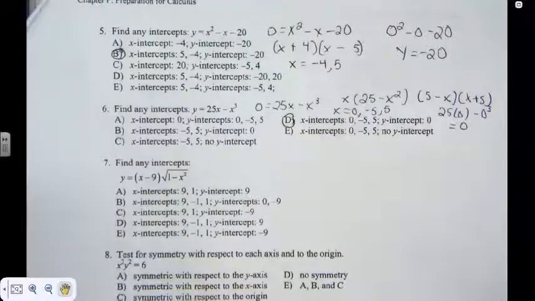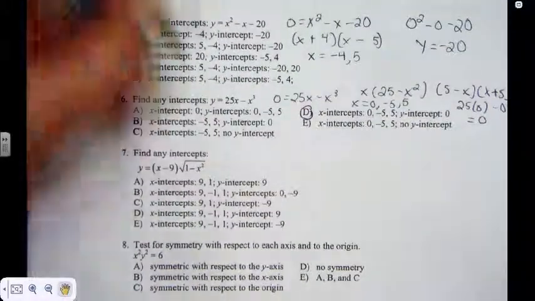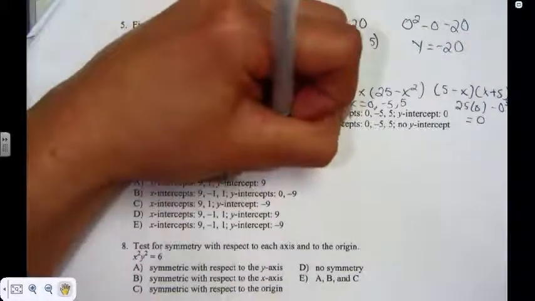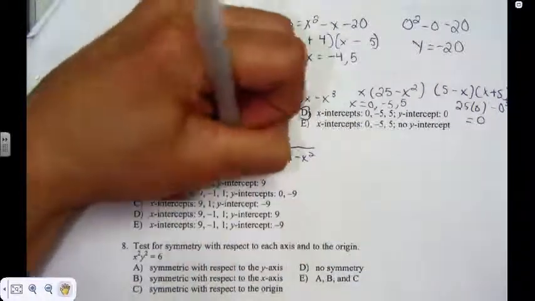For this one, we're going to do the same exact thing again. First, for the x-intercepts, we're going to set y equal to 0. So we have x minus 9, we can set that equal to 0, and the square root of 1 minus x squared. So set each of these separate parts equal to 0. So we have x equals 9.